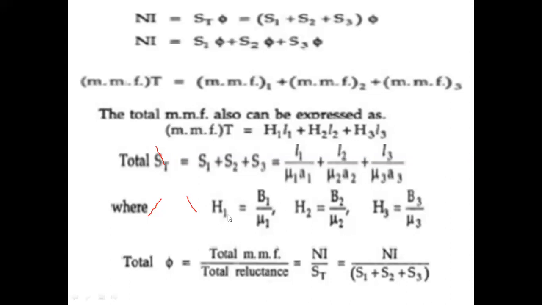Where H is unknown, suppose l1 you know, you don't know H, you use this formula. H1 equals B by mu. Phi is known, B equals phi by A, so you can calculate it, and B1 is obtained. The mu naught value is already given, and the mu1 value. So you can get the H1 value by this one, and H2, H3, like this. So total phi equals total mmf divided by total reluctance. All these formulas are rearranged and written here. Mainly you can consider this formula or this formula. Is it clear?